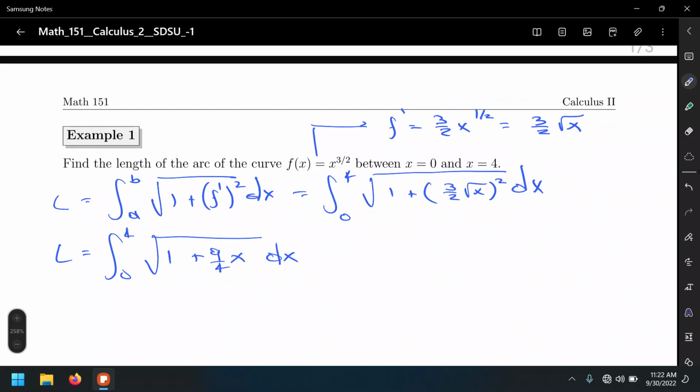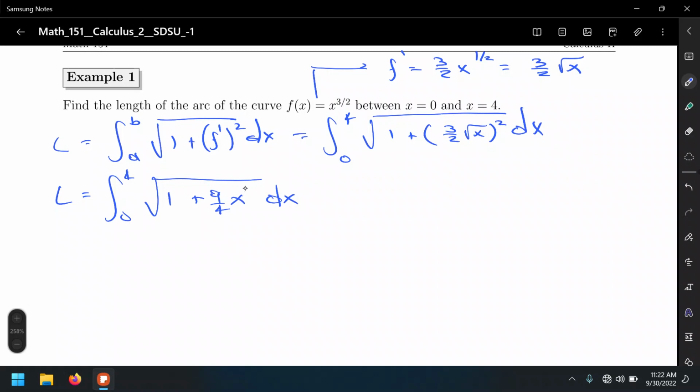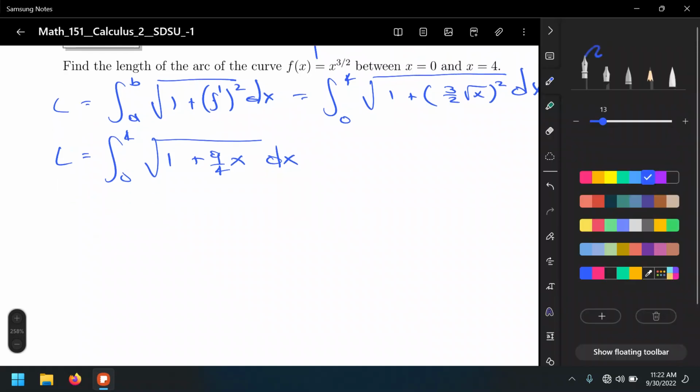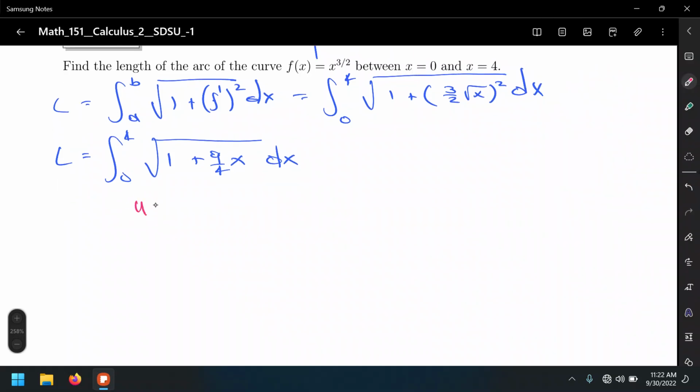And well, this integral should be good to be integrated using a simple u substitution. That's because we have a degree 1 polynomial inside of the radical. If we do du, that will take that polynomial to a degree 0, which is basically what we have multiplying with the dx. So it should work. All right, so let's set u equals 1 plus 9/4 x, and then du equals 9/4 dx. This means the dx will be 4/9 du.